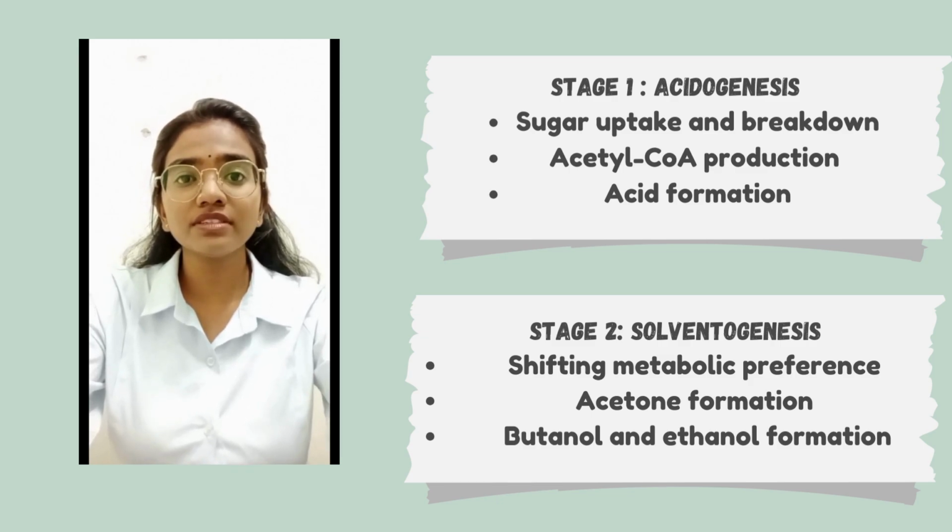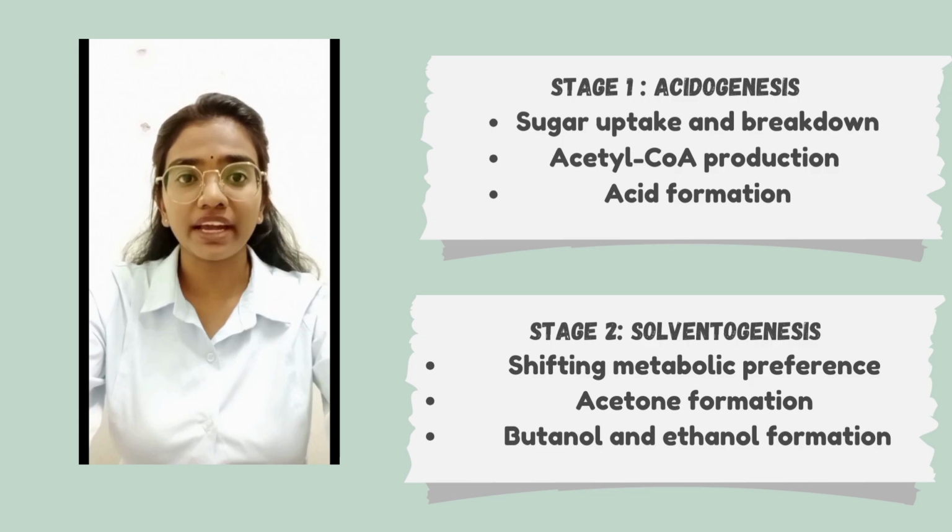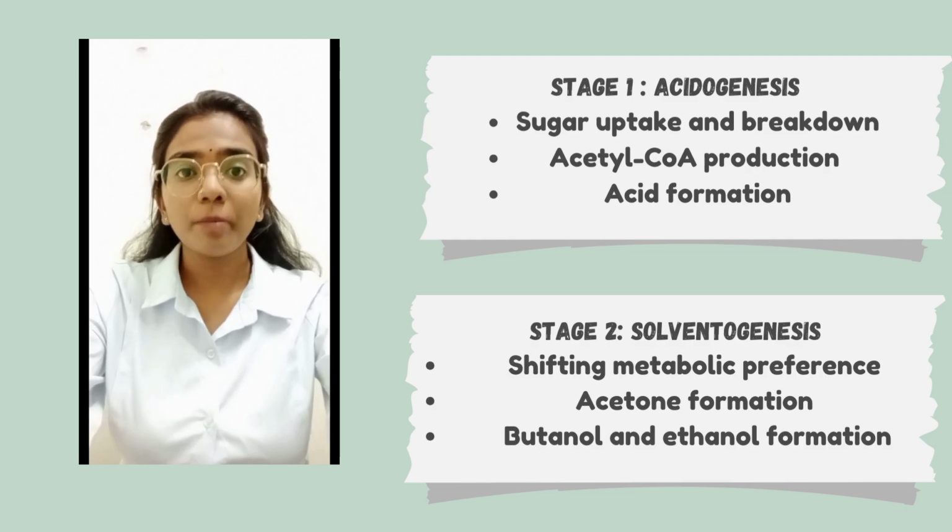Glucose is first taken in by Clostridium acetobutylicum through its cell membrane. The EMP pathway, a well-known sugar processing mechanism in many species, then converts these sugars into pyruvate. Pyruvate is then converted into acetyl-CoA by the enzyme pyruvate. This reaction also produces carbon dioxide and hydrogen as byproducts.